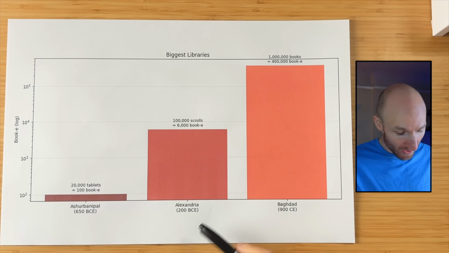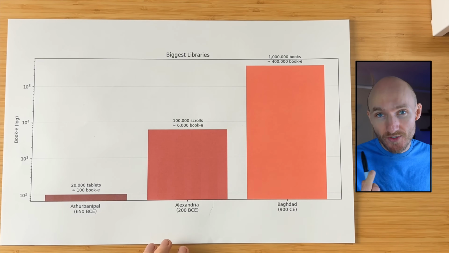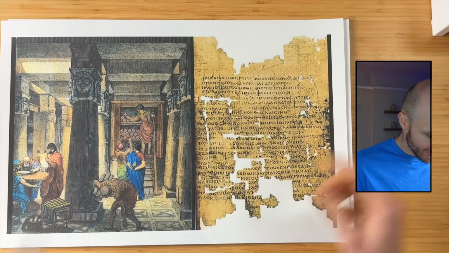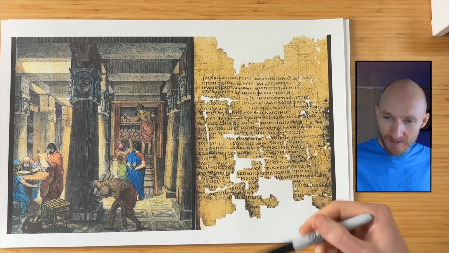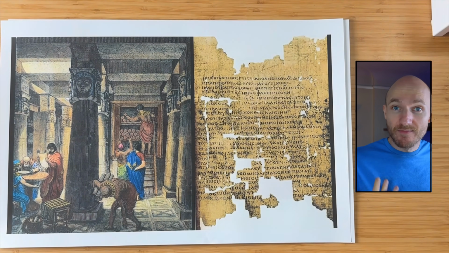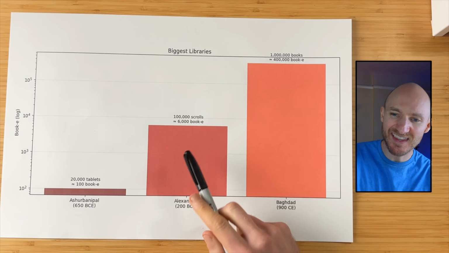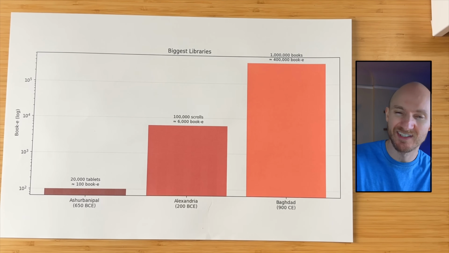And then about 800 years later, the Library of Alexandria, also where I've been, had 100,000 scrolls. So it looks more like this, where you have all these scrolls, all this papyrus, and that's a ton more scrolls. It's a lot more than Ashurbanipal. It's about 6,000 books worth. So you go up around 60x.